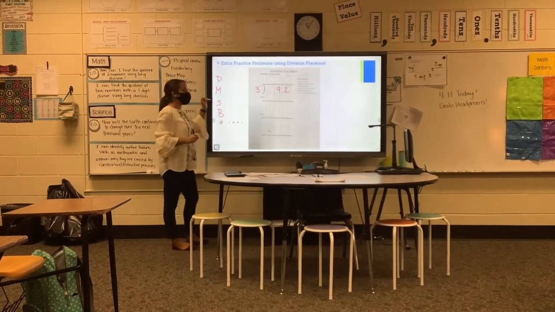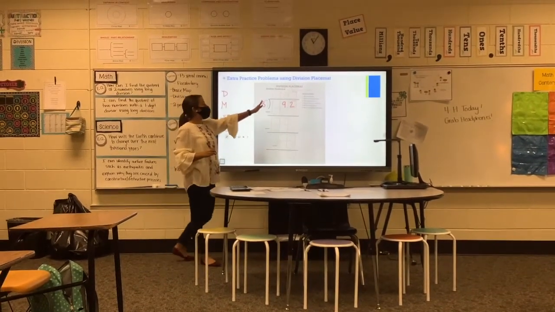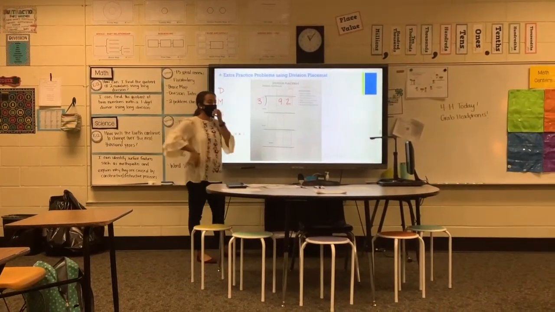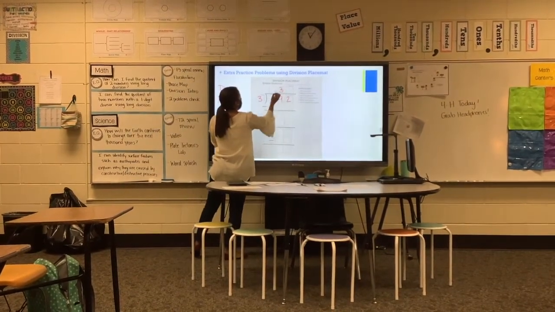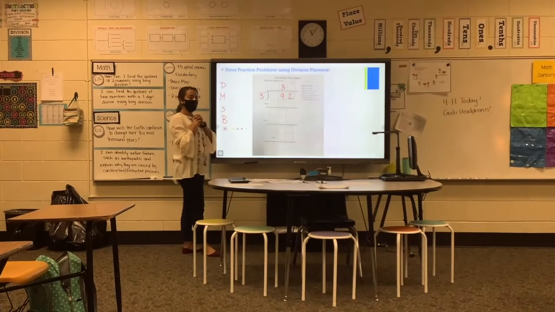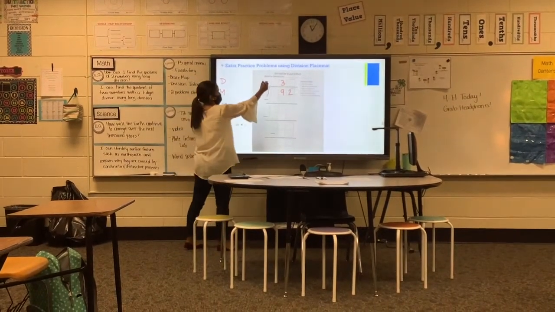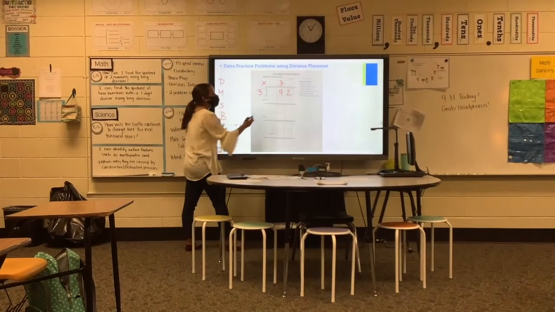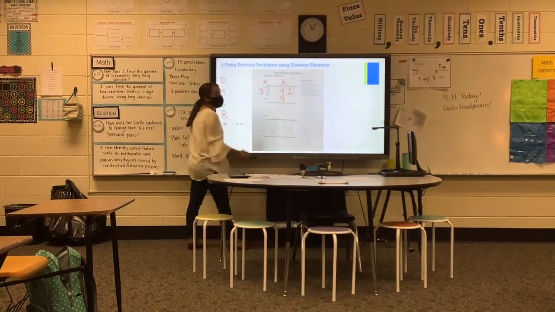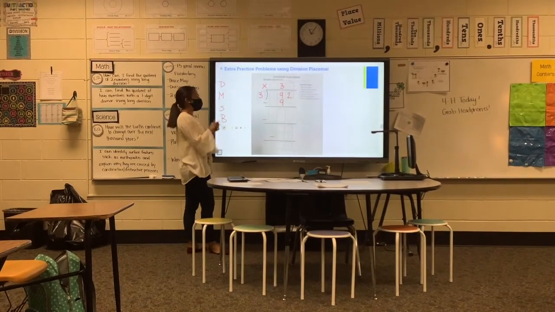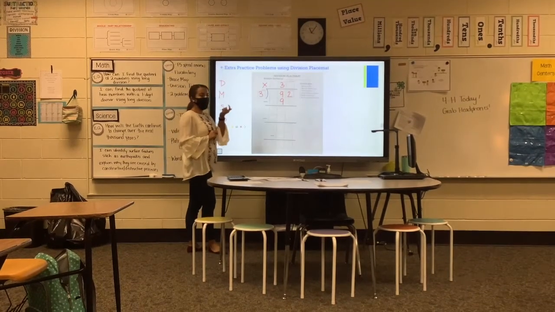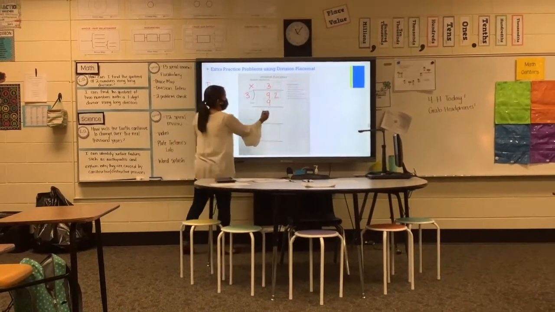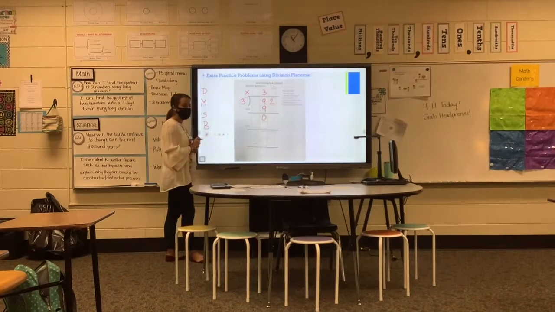Then we start the process. So, how many times can 3 go into 9? 3 times. Very good. Then what do we do? We multiply. 3 times 3 is 9. What do we do next? Then we subtract. 9 minus 9 is? 0. Okay. Then what?